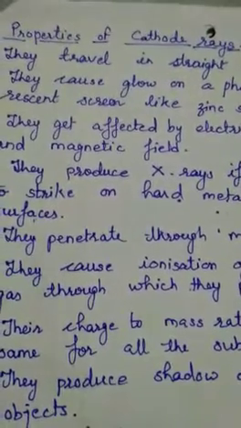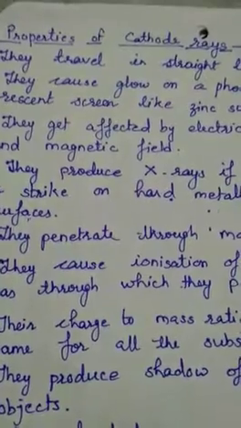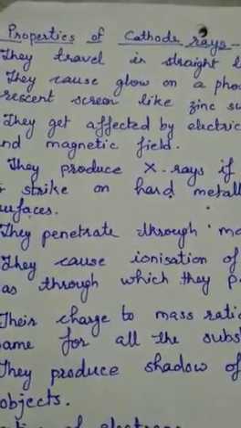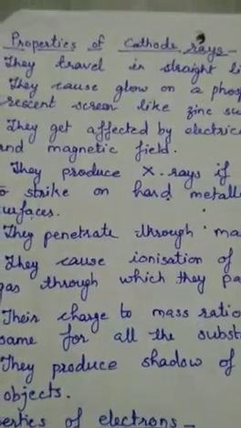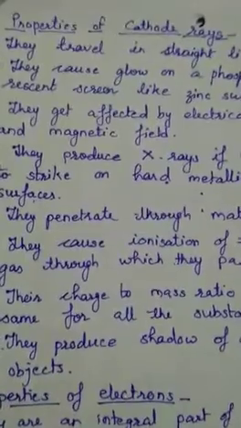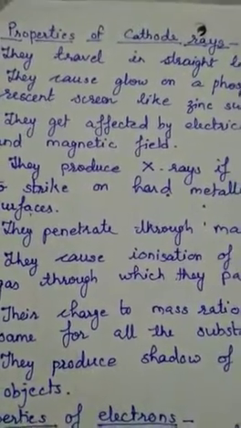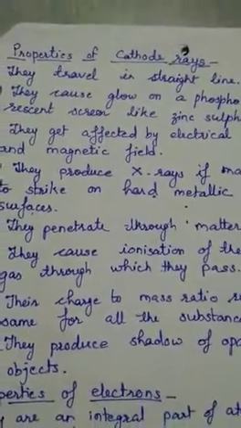In the last period, we had seen how the cathode rays were discovered. Now today we'll see the properties of cathode rays. That day we saw in the discharge tube that the cathode rays were produced from the cathode and then moved towards the anode. So it was observed that the cathode rays always travel in a straight line.